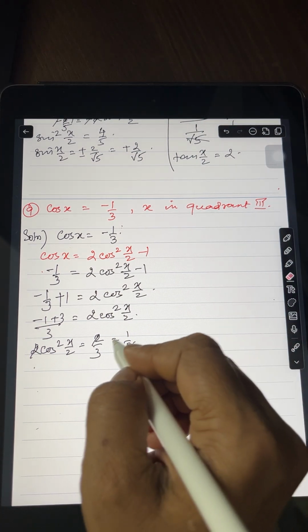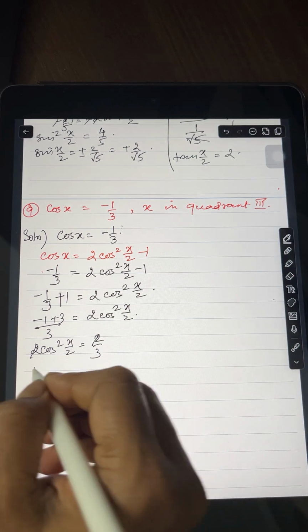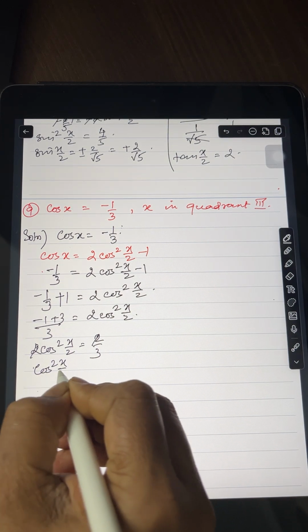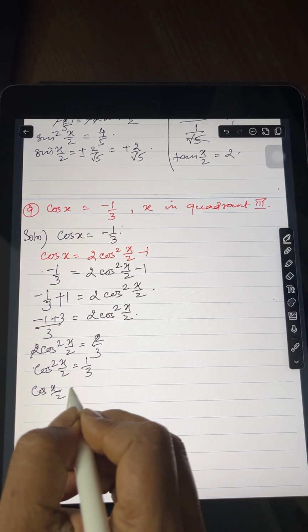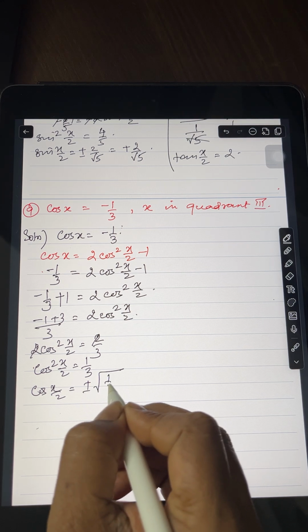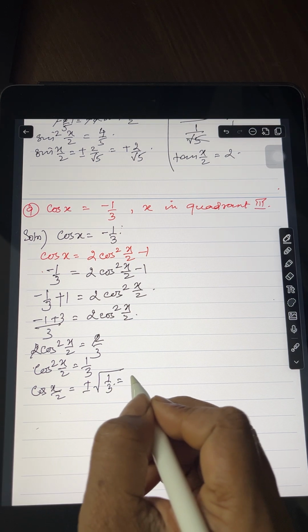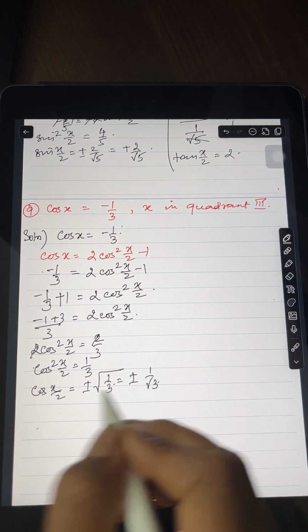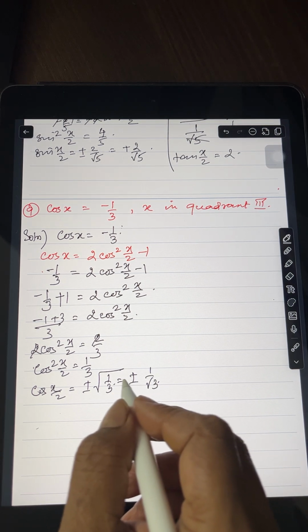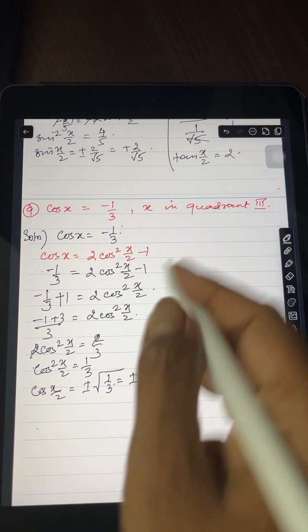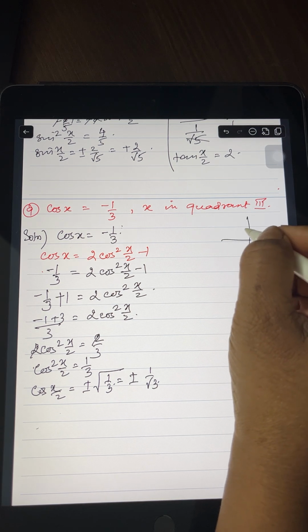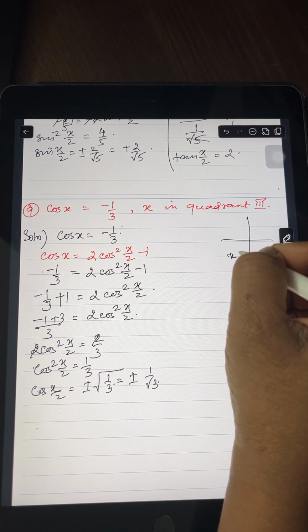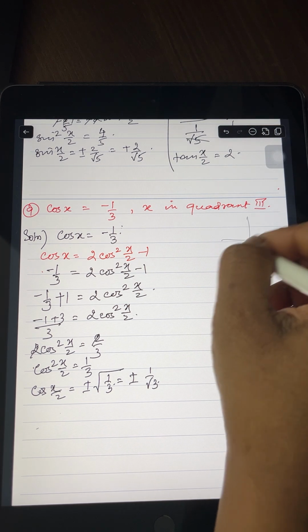Cos square x by 2 is 1 by 3. So cos x by 2 will be plus or minus root of 1 by 3, which is nothing but plus or minus 1 by root 3. So now you will have to decide whether it is plus or minus. Now let me explain you. X is in which quadrant? X is in third quadrant. Okay, now we'll see.